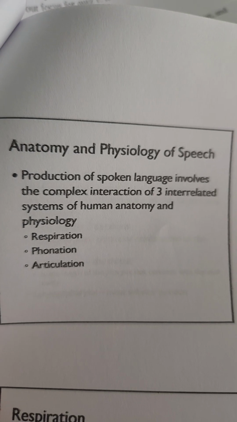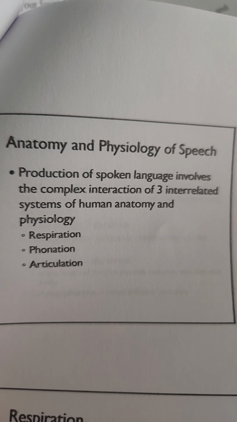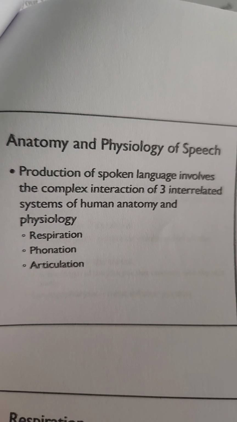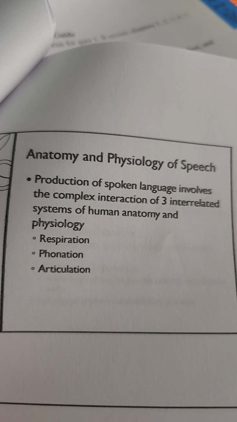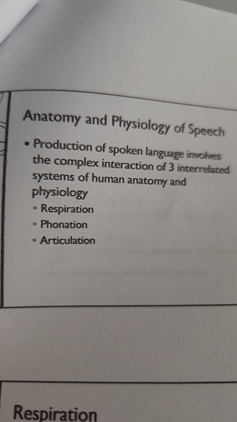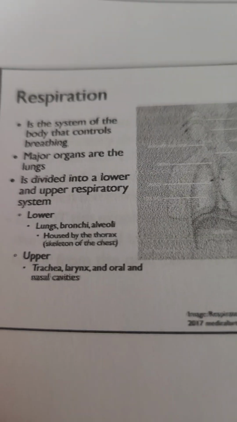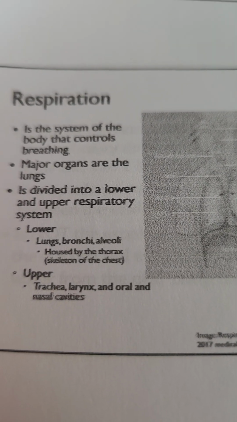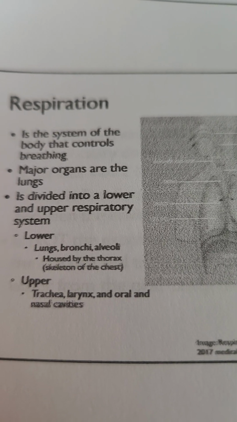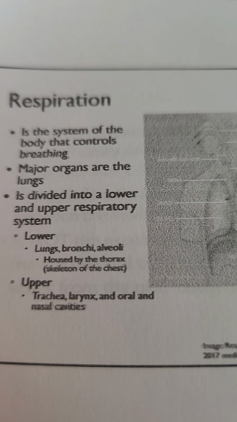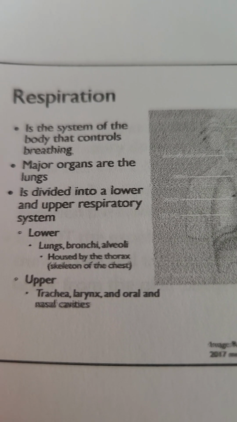Anatomy and physiology of speech. Production of spoken language involves the complex interaction of three interrelated systems of human anatomy and physiology, including respiration, phonation, and articulation. Respiration is a system of the body that controls breathing. Major organs are the lungs. It's divided into the upper and lower respiratory systems.